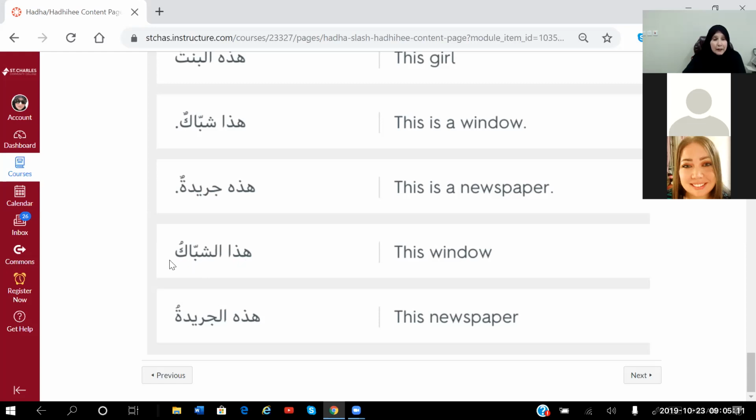Hada esh-shubaku. We add the alif lam in between hada and the noun, and we take off one of the vowels at the end for nunation. Hada esh-shubaku. Or this newspaper, this particular newspaper is feminine, so we use hadihi. We add alif lam in between hadihi and jarida, and it becomes hadihi el jaridatu. Hadihi el jaridatu. This newspaper, this particular newspaper.